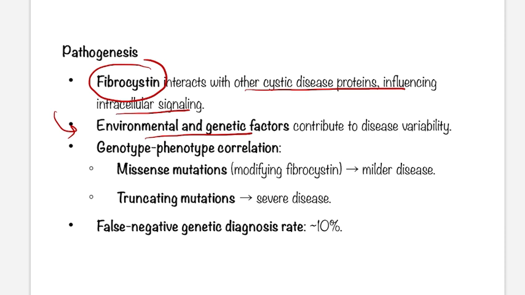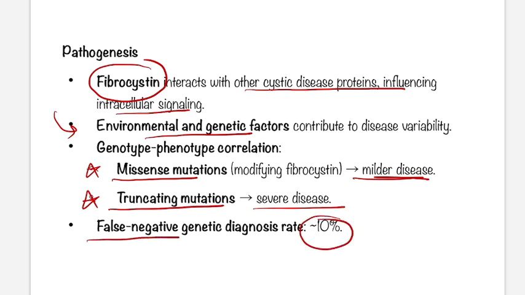So which type of mutation leads to which type of disease? If it is a missense mutation, milder disease will be there. If it is a truncating mutation, severe disease will be there. Just remember, although genetic diagnosis is 90% accurate, in 10% of cases false negative results are seen.